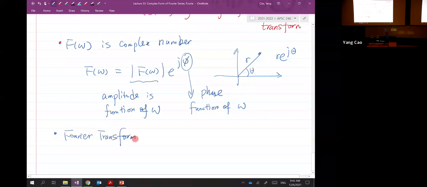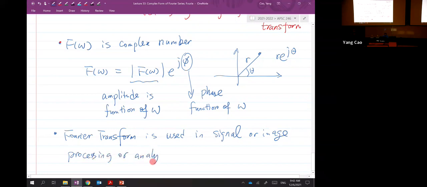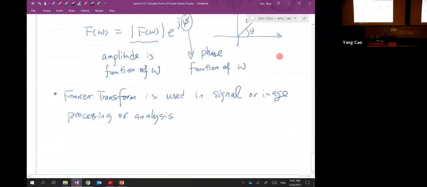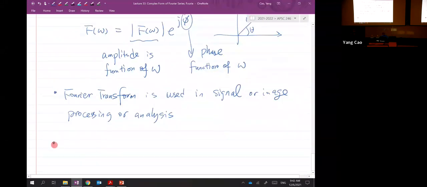Both these transforms are used in different applications. The Fourier transform is very widely used in signal processing, or signal or image processing and analysis. So that's what your Fourier analysis is all about.